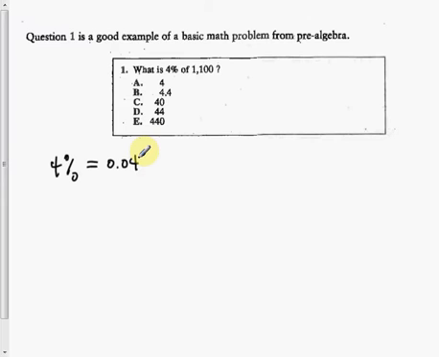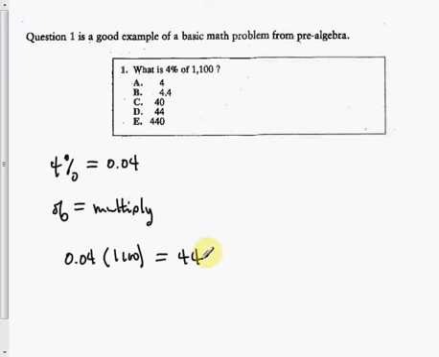Is that correct? Right? So then, "4% of" is always translated to multiplication. So I multiply. So here I have 0.04 times 1,100. That on your calculator is 44. D. Okay. If you have questions, just let me know, and we can talk about whatever question that you may have.